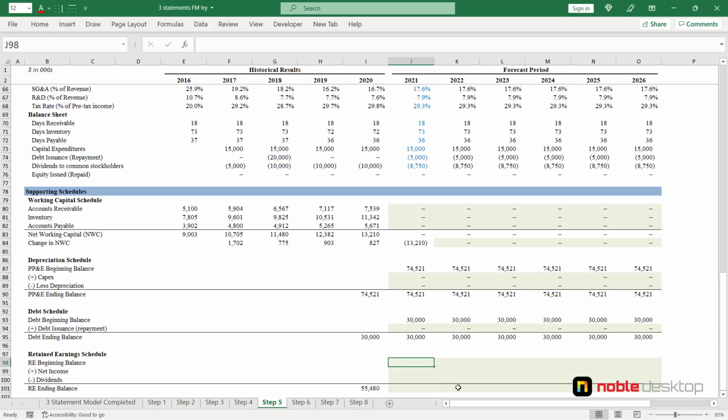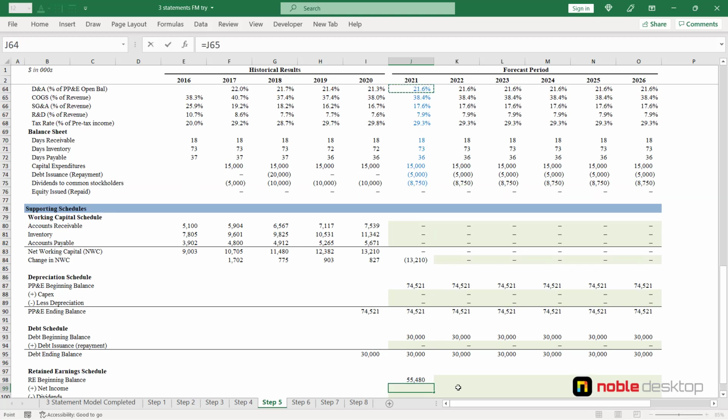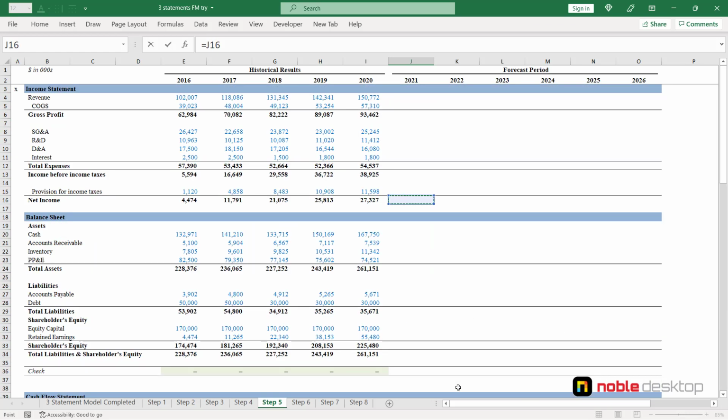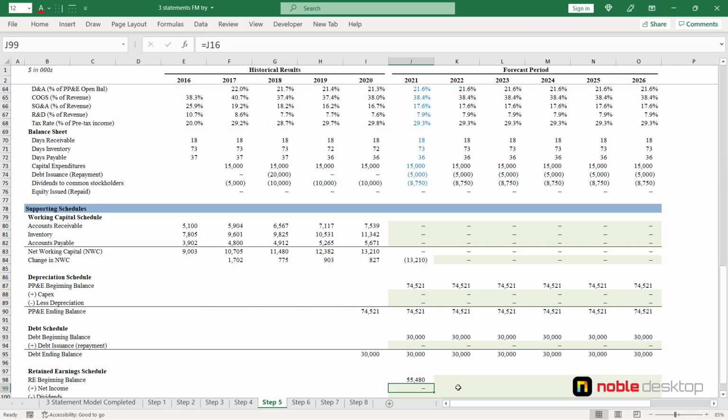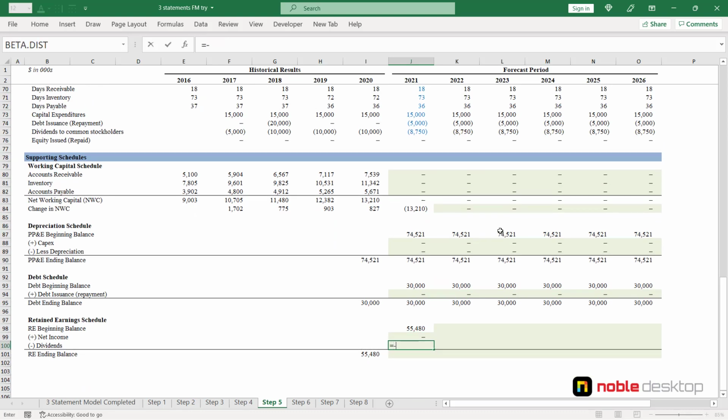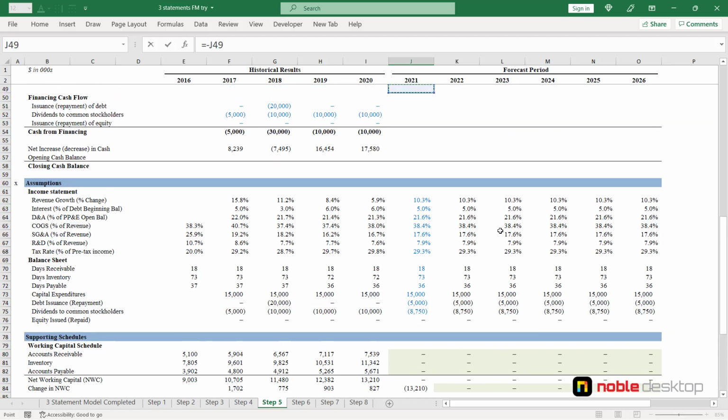My beginning balance equals my ending balance of the previous year. My net income, we have it in the income statement. So let's go ahead and find it in the row 16, again, trust the steps here. And my dividends, I will find in the cash flow statement in the row 52.